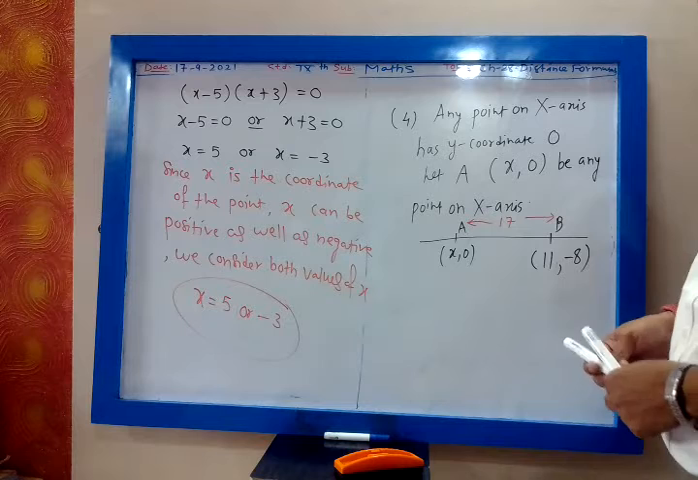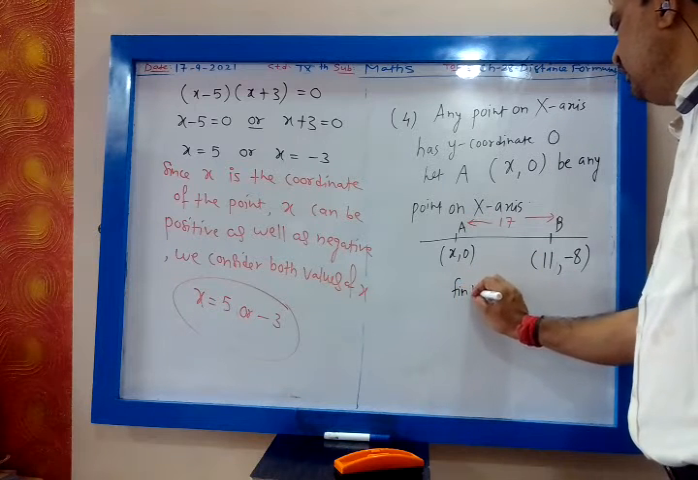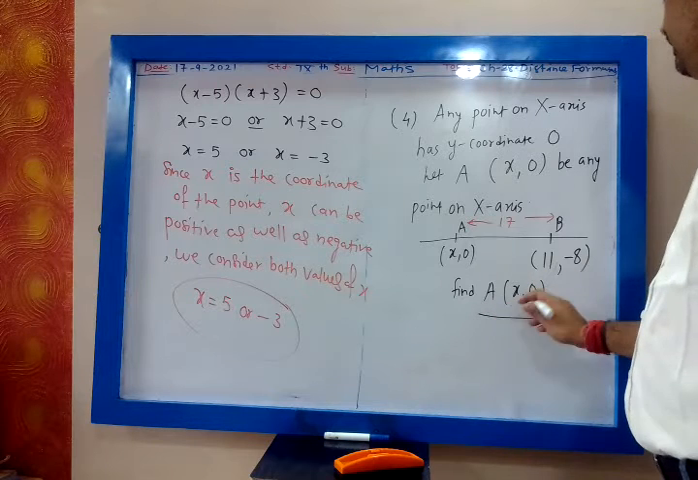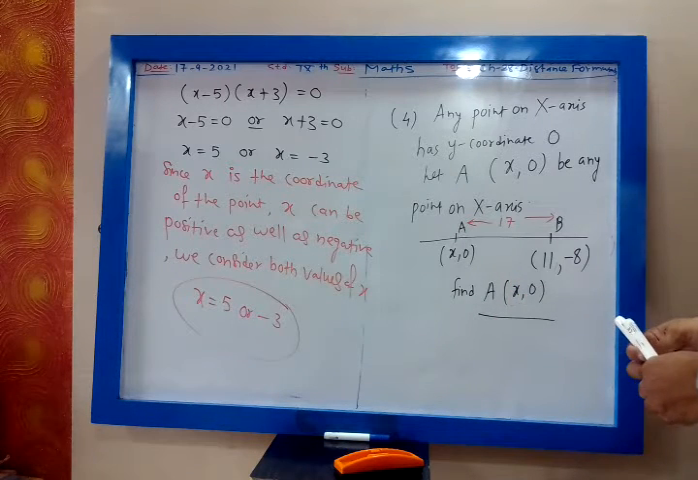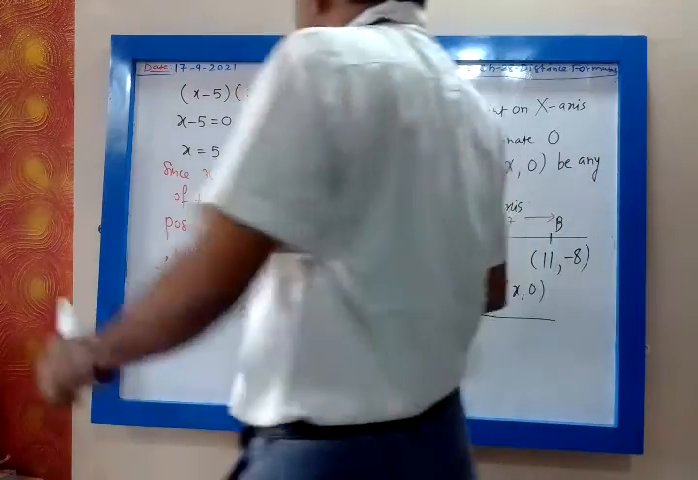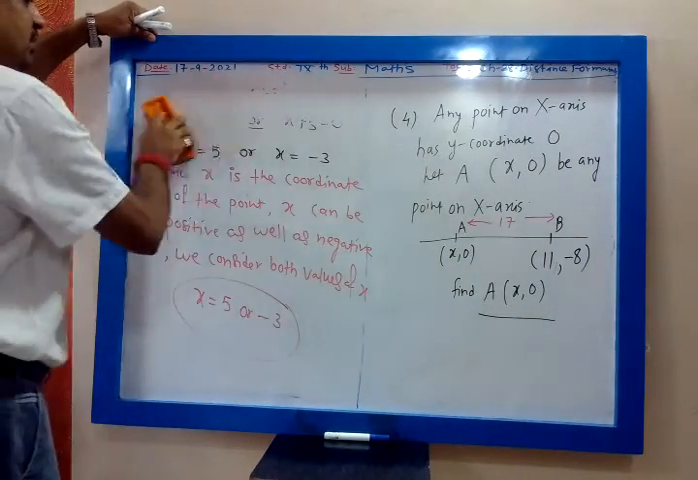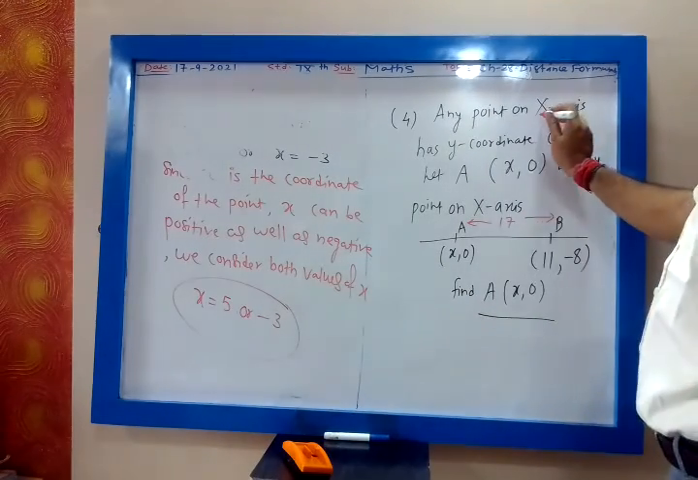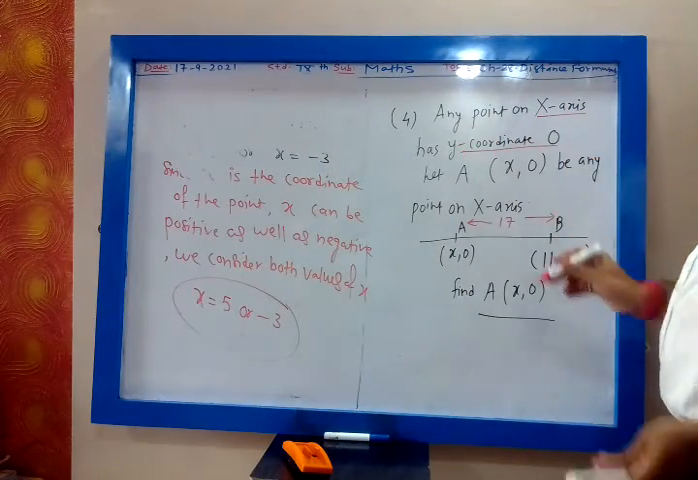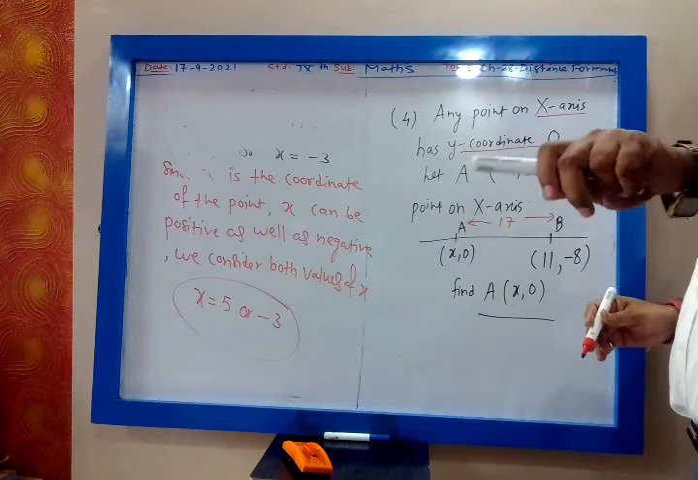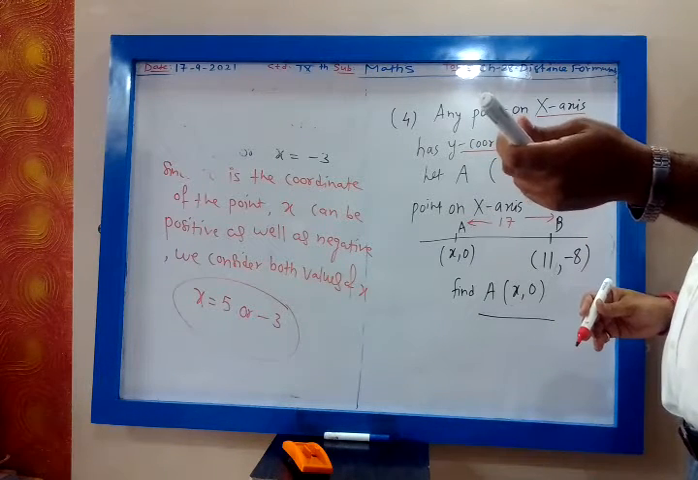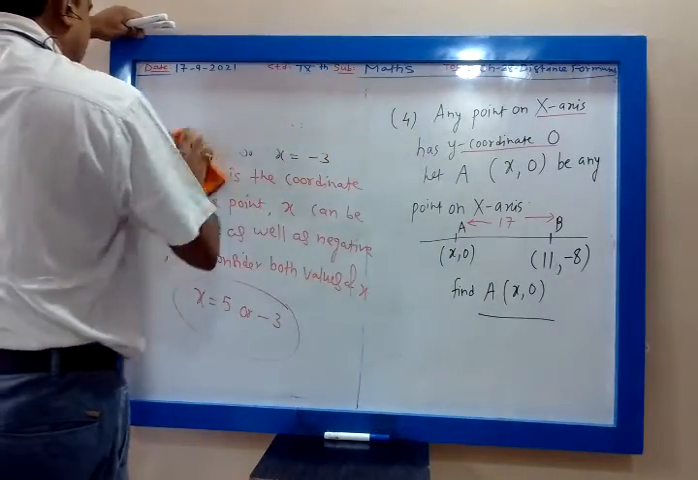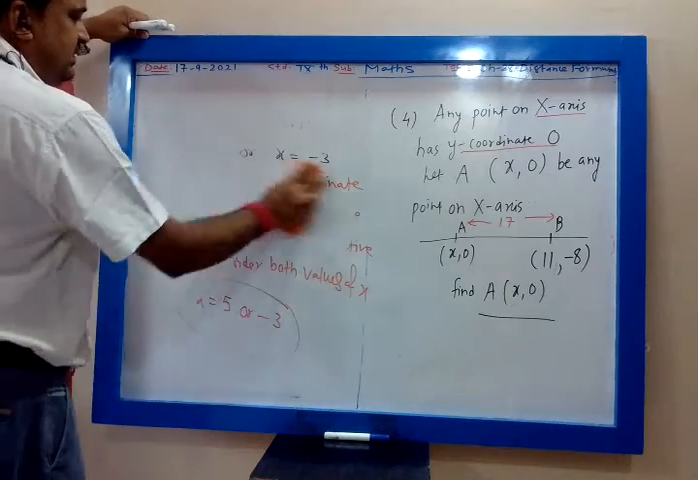Find A, that is x comma 0. So you have to find x, put the value, and you will get the coordinates of A. So this point you have to remember. Any point on x-axis has y coordinate 0. Similarly, any point on y-axis has x coordinate 0, so the point will be of the form 0 comma y.